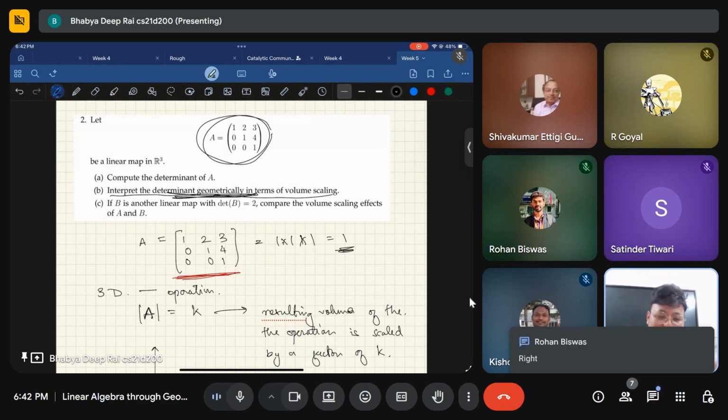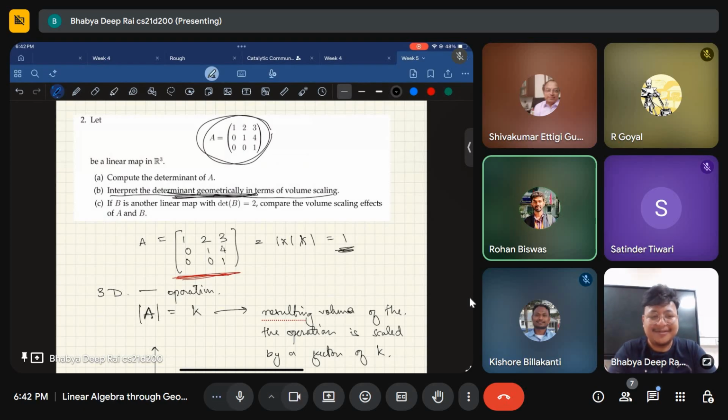That's not right, because it may scale some vectors. For volume only, I was saying that. Oh yeah, for volume only, it is not scaling. Exactly, volume it won't scale. Exactly. Right.